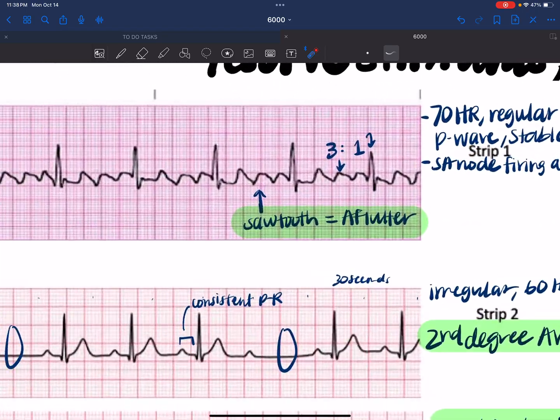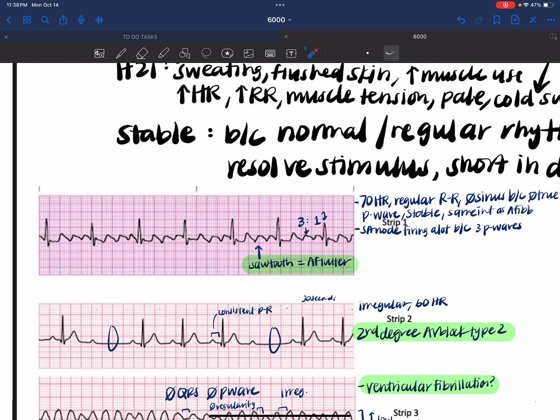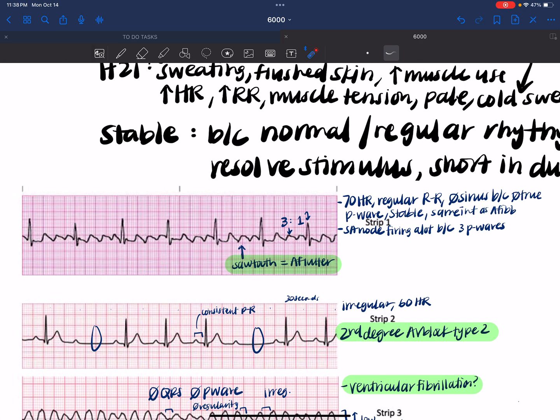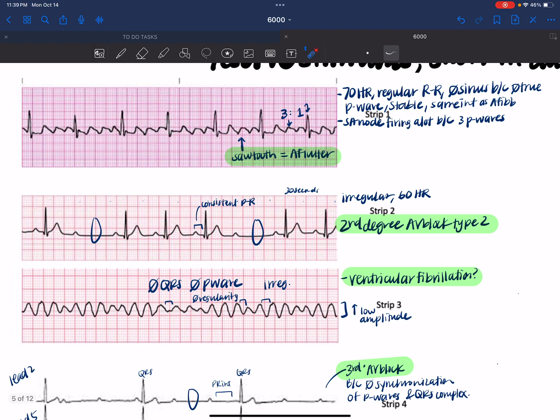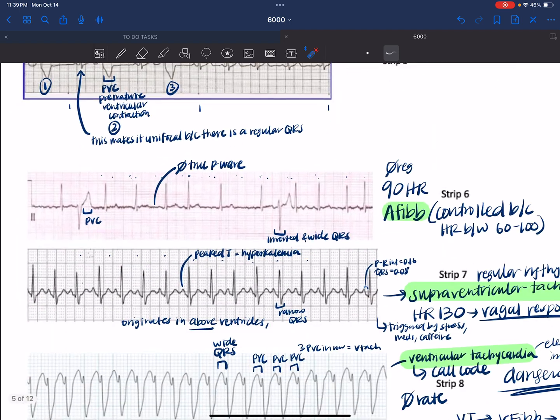Alright, here you'll see A flutter. In A flutter you'll see regular R to R's. No sinus, because there's no true P wave. Sinus is only if it's from the SA node. You see there are no true P waves. There are 3 P waves to 1 QRS and it's like a sawtooth, like a chainsaw or a shark tooth. But the R's are regular. That's A flutter.